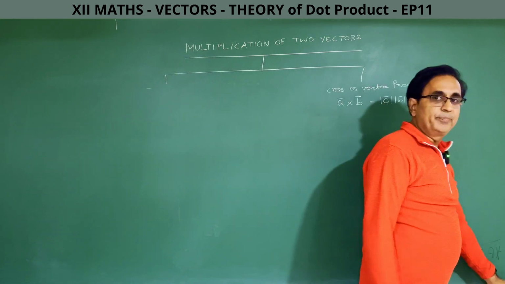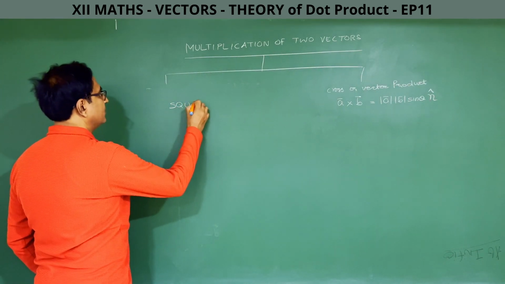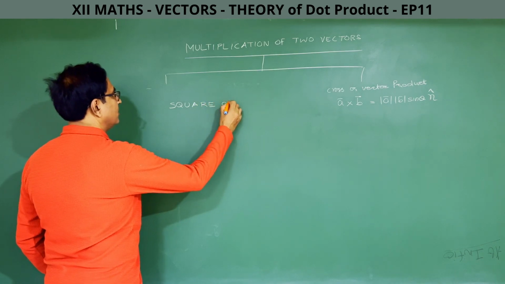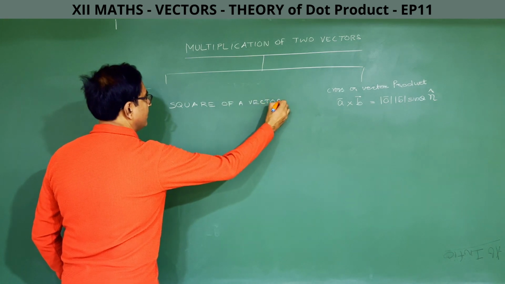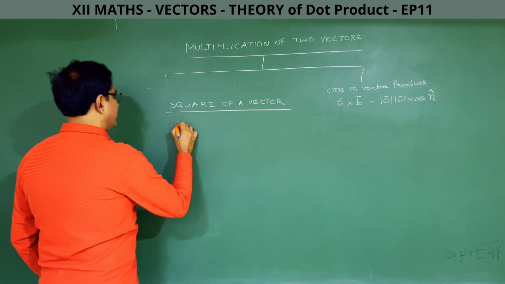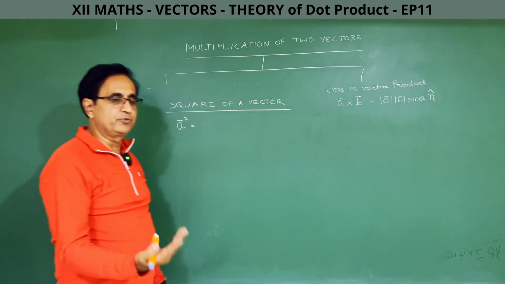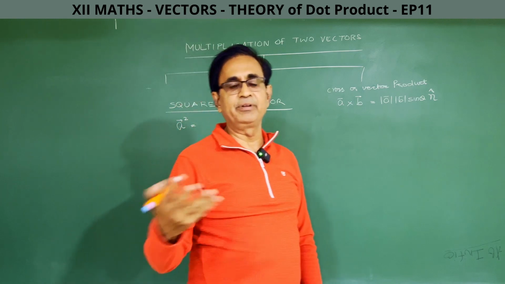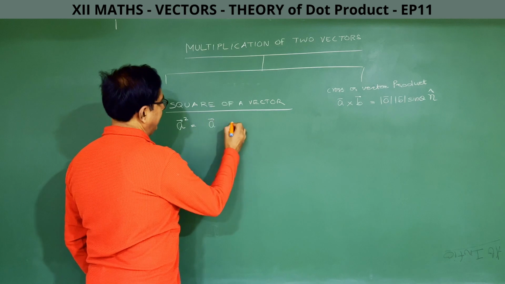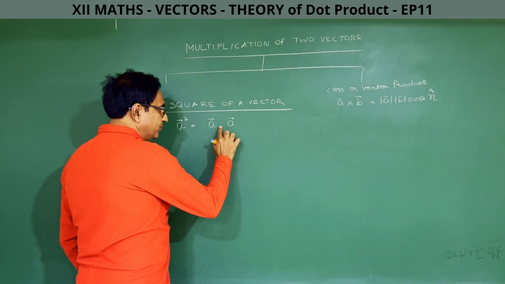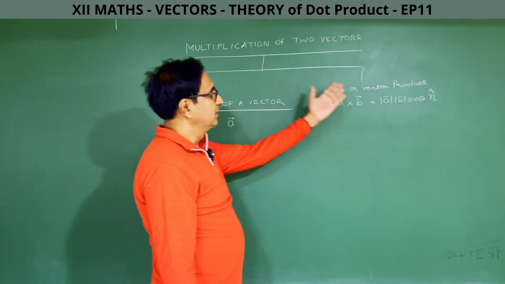Now the next topic is square of a vector. You know what 5 square is: 5 into 5, 25. Between numbers it does not make a difference. Now A square also will mean vector A into vector A. But now what are we going to put in between these two? We have to take a call. We have two options, either dot or cross.